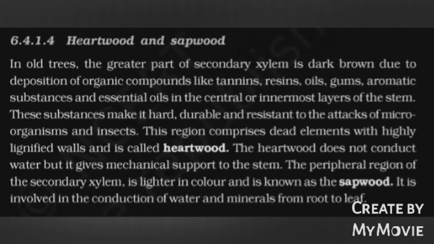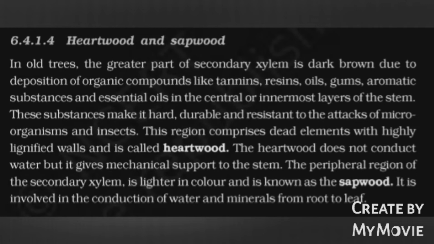Heartwood and sapwood. In old trees, the greater part of secondary xylem is dark brown due to deposition of organic compounds like tannins, resins, oils, gums, aromatic substances, and essential oils in the central or innermost layer of the stem. These substances make it hard, durable, and resistant to the attacks of microorganisms and insects. This region comprises dead elements with highly lignified walls and is called heartwood. The heartwood does not conduct water, but it gives mechanical support to the stem.